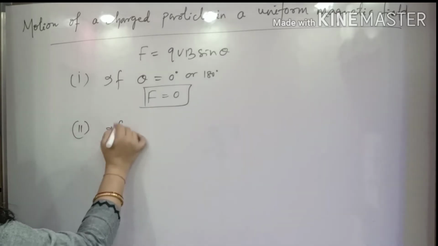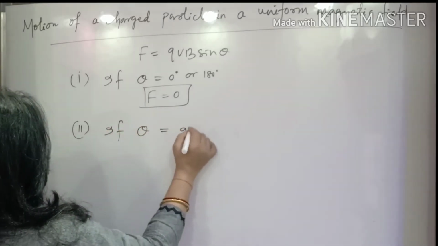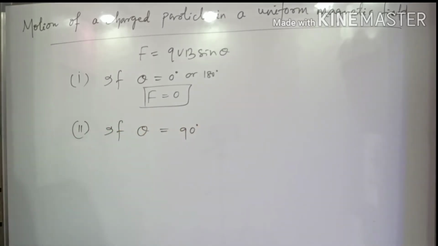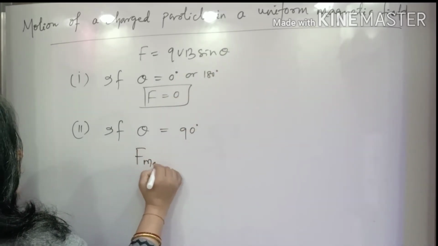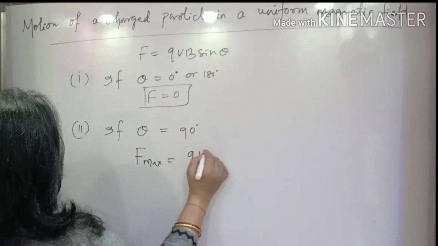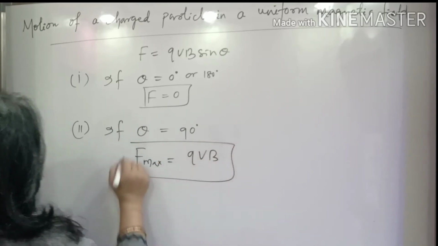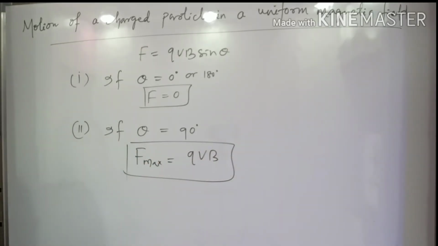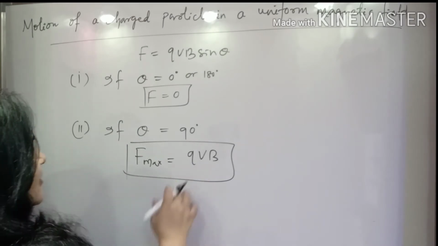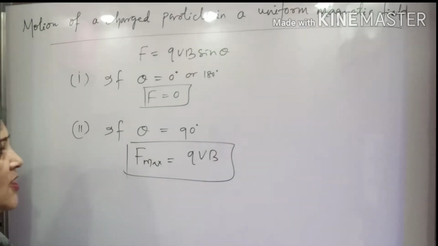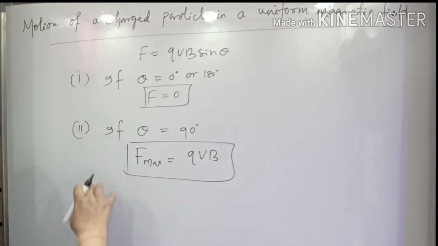Second, if I take theta equal to 90 degree, sine 90 is 1, so F will be the maximum value, and that is QVB. So when a charged particle is making 90 degree with the magnetic field, that is the time the maximum force is experienced, and the value is QVB. Okay, so we'll take this case here.